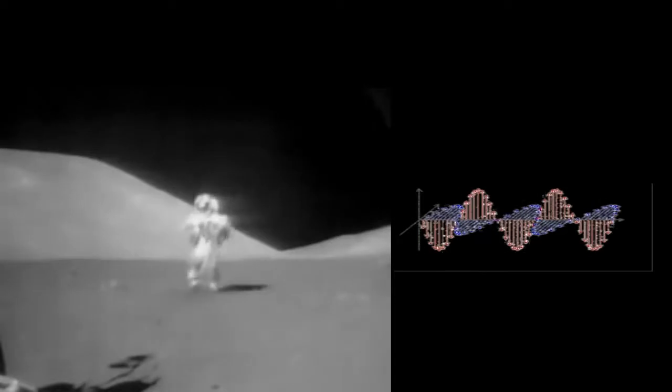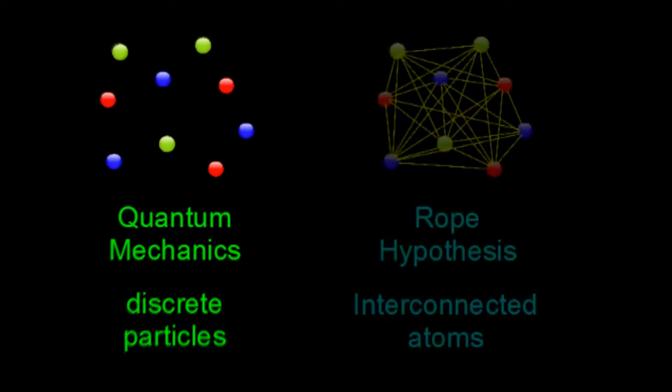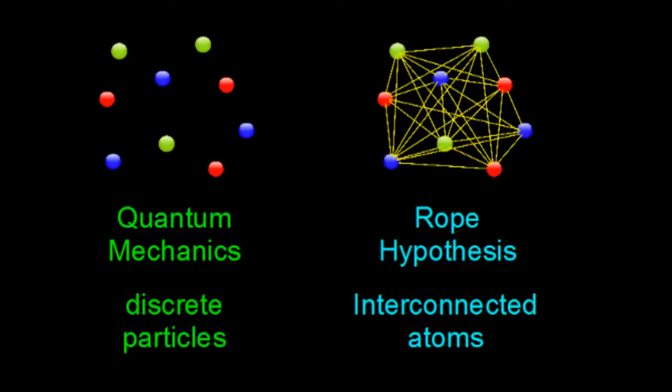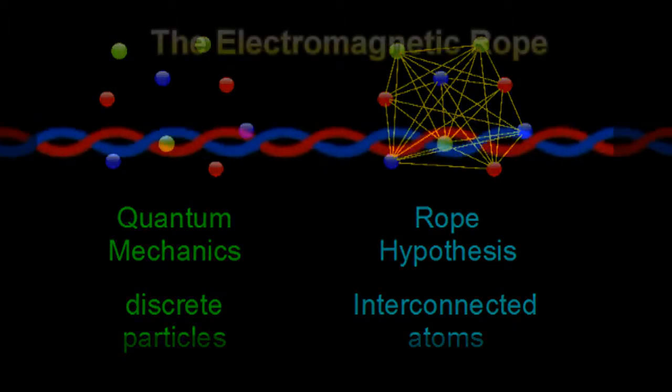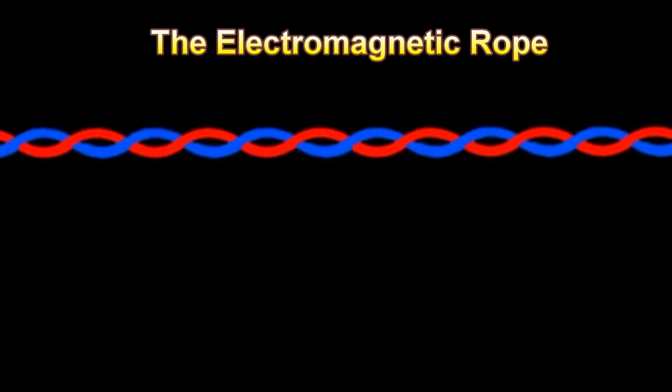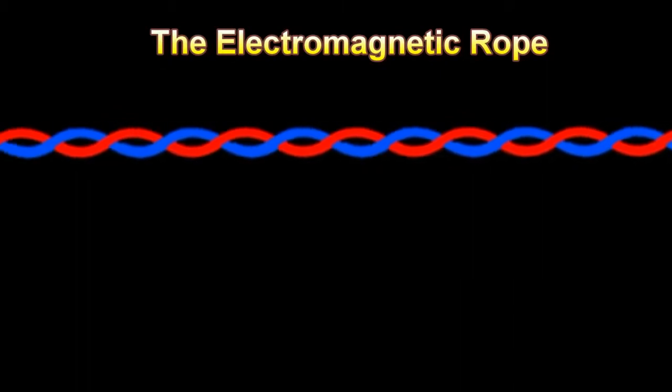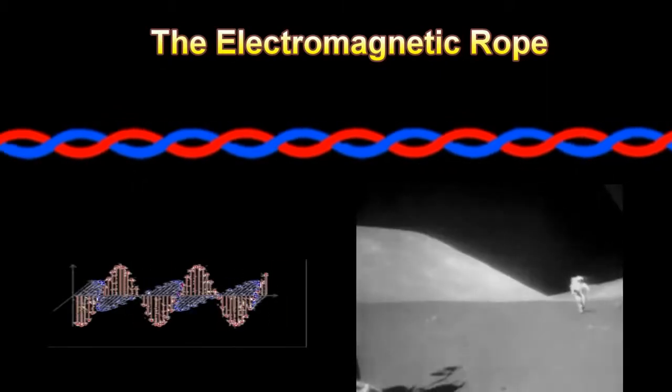According to mathematical physics, all particles in the universe are independent, discrete entities. The rope hypothesis proposes instead that all atoms are interconnected by a rope-like mediator. It is the twined threads that comprise the electromagnetic rope that produce light and gravity.